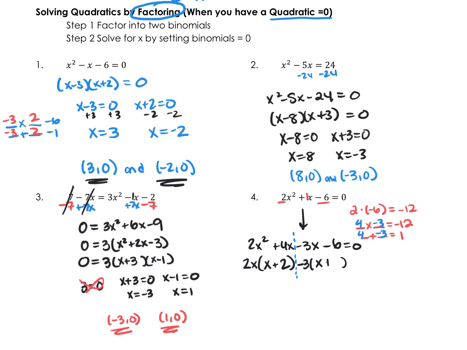Plus 2. You did negative 6 divided by negative 3 is plus 2, which is good because remember, we want these two to match. Those two match. So one of your factors is x plus 2, the one that matches. And then your other factor is whatever's left. So what's left if I take out x plus 2? 2x minus 3.